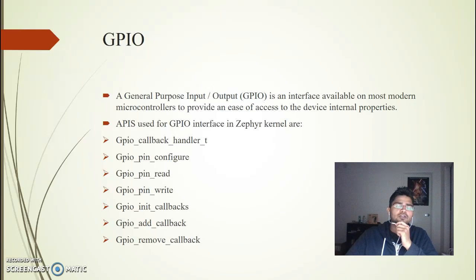GPIO_pin_disable_callback disables callbacks for a single pin. There are some other APIs similar to these for using a port, like GPIO_port_write and GPIO_port_read, which are used to write or read the data value to or from a port. So these APIs are handy and easy to use.